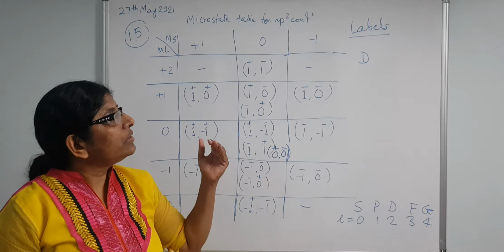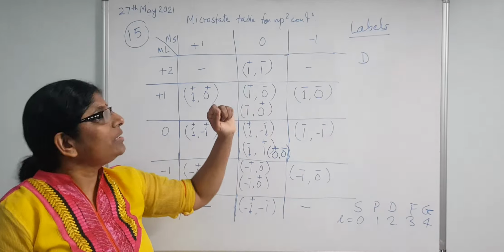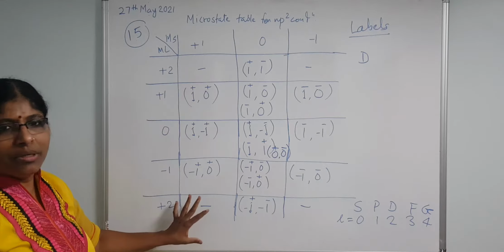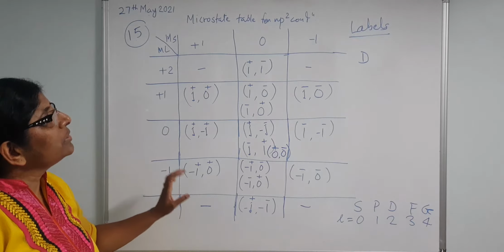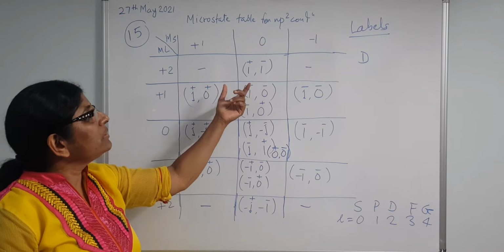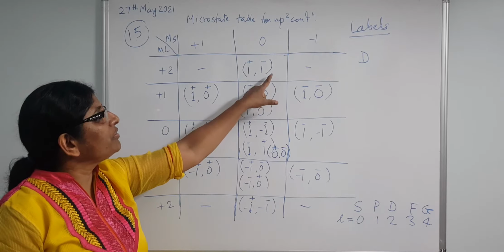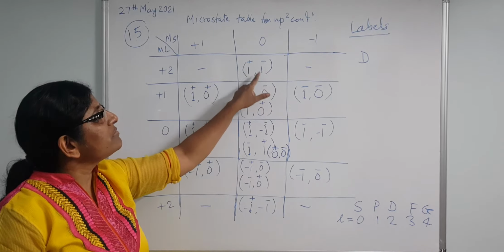Now we do labeling of this NP2 microstate table. This is the NP2 microstate table, you know already from the earlier videos. Now how to label? You have to consider first microstate, how you have written in the table. So the first microstate we wrote is 1 plus, 1 minus.